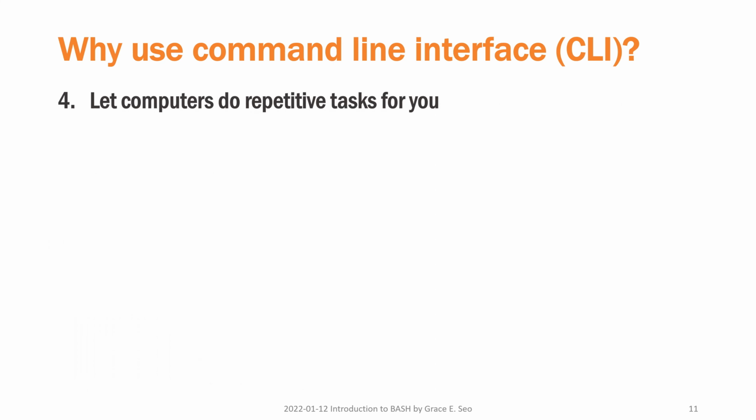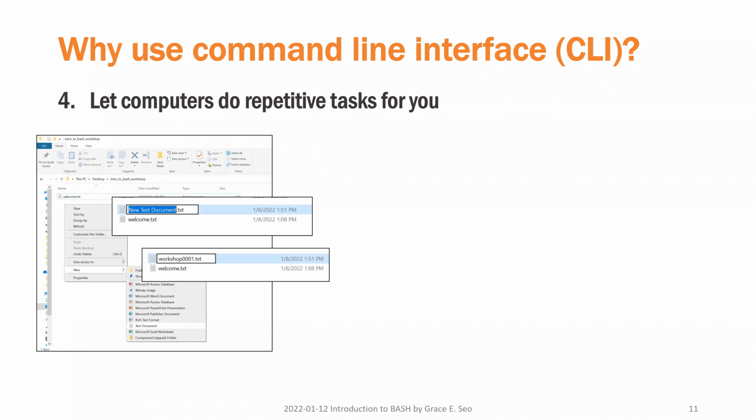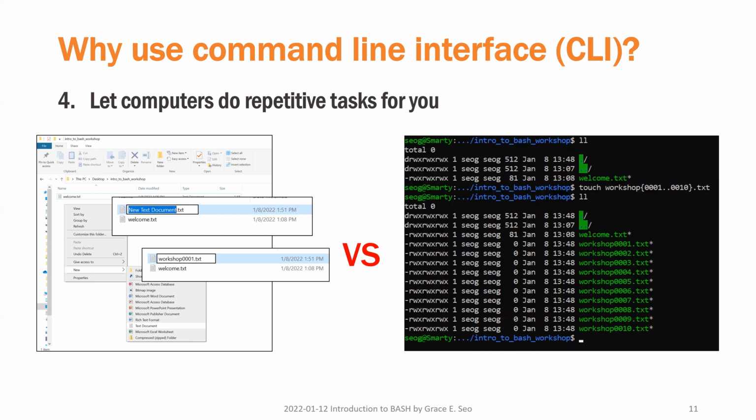Also, if you have to do very repetitive tasks such as creating and renaming files, the command line can do it very quickly for you. For example, making 10 files with the same name numbered 1 to 10 on a GUI took me a lot of right clicks and manual renaming of the files, but it only took me 1 second to do so on the command line.